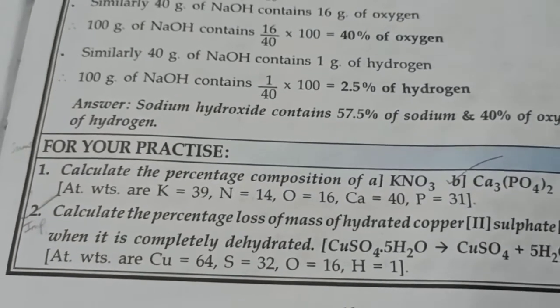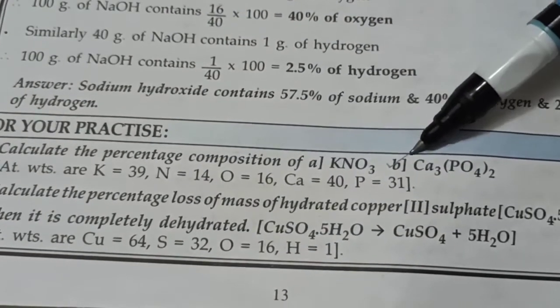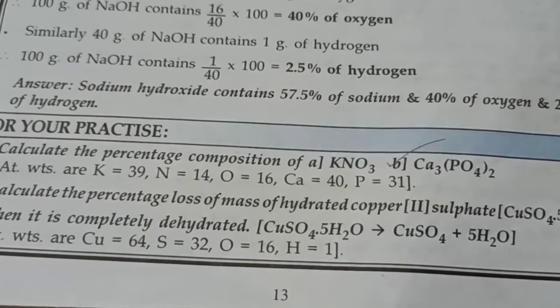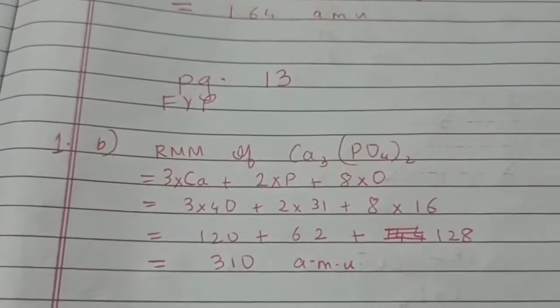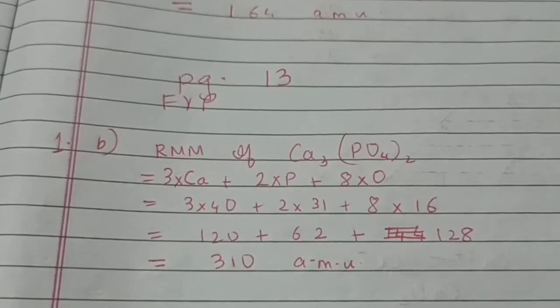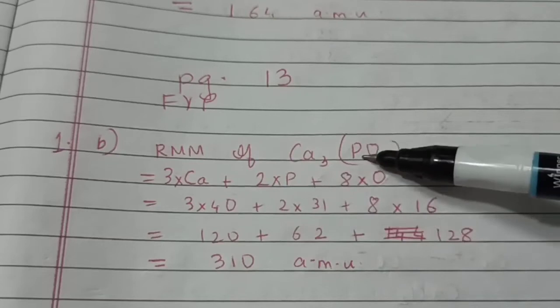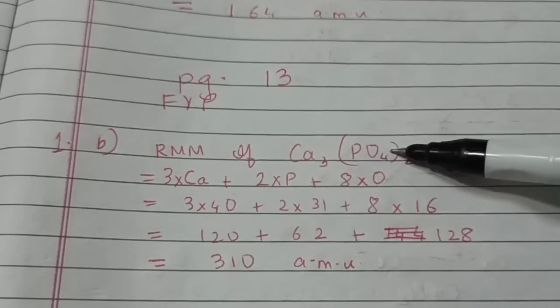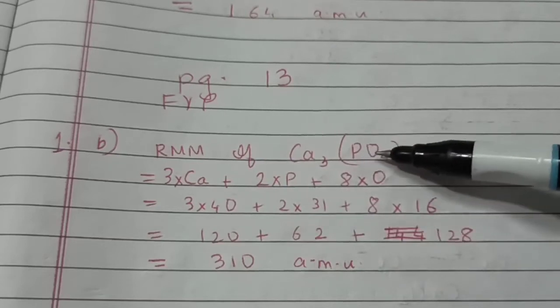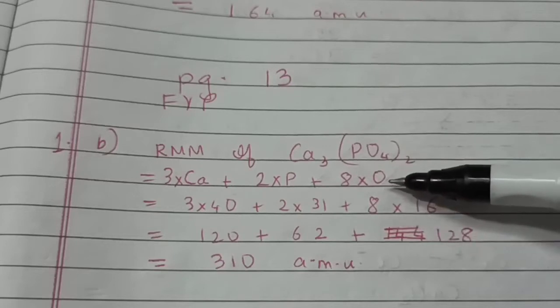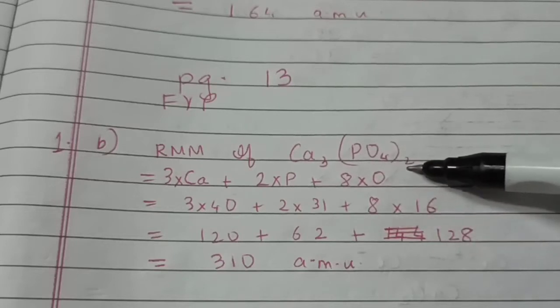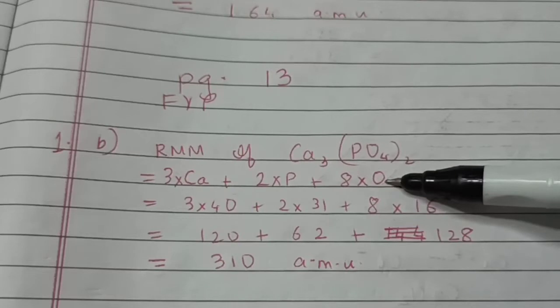Next, page 13 for your practice. Question 1. Let's do the B part, percentage composition. Now for percentage composition also, first we will have to find the relative molecular mass or molecular weight. So in the formula we have 3 atoms of calcium plus 2 atoms of phosphorus, because 2 is outside the bracket. So 2 goes for every element inside the bracket. And how many atoms of oxygen are there? 4 into 2, 8. So 8 atoms of oxygen.